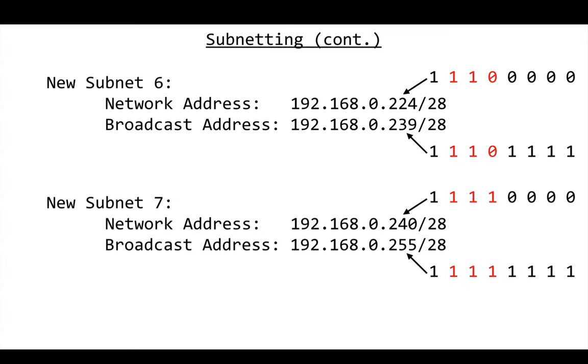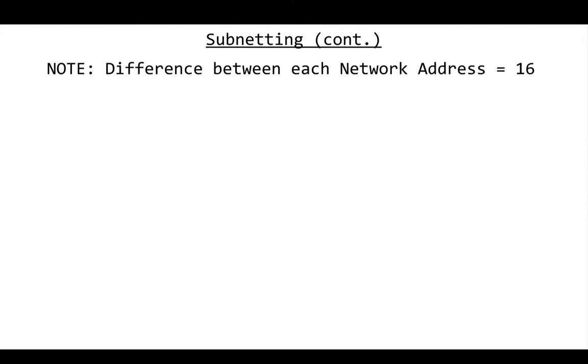So if you go back and look at those, you might note that the difference between each network address is 16. And it's always 16. So is there any significance to that fact? Well, if we think about that last octet in this example, the first high order bit was set to 1 because that was part of the network address. Then we had our 3 subnet bits, and then we had our 4 host bits.